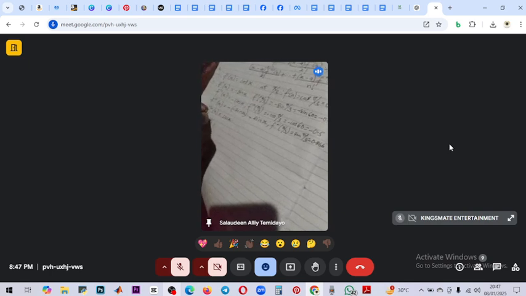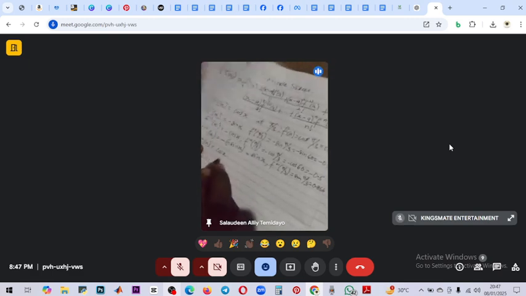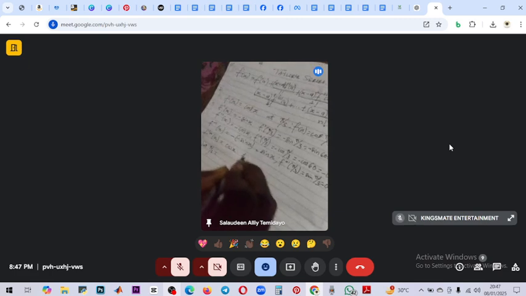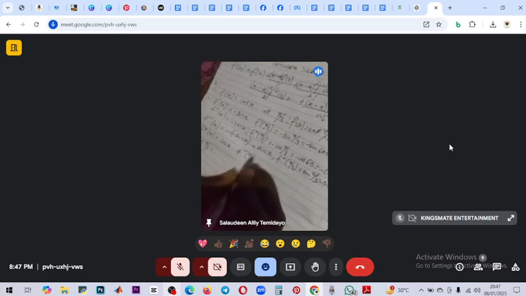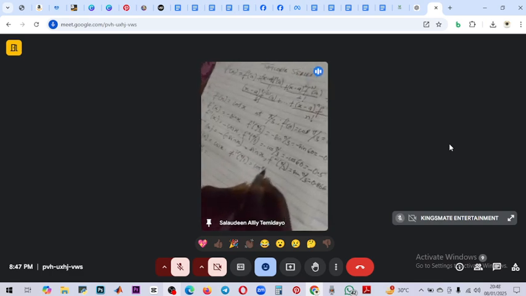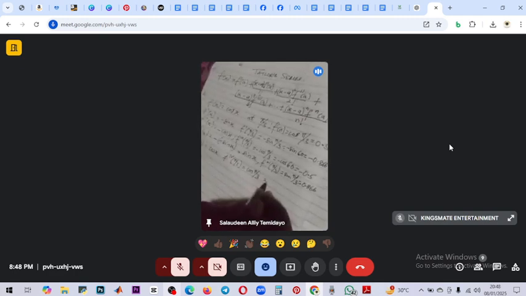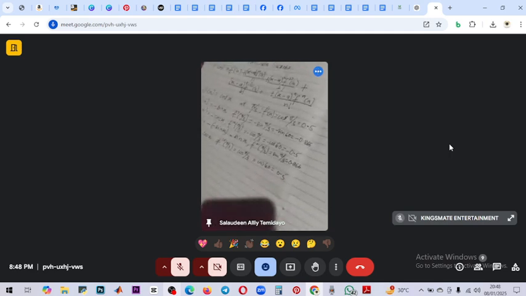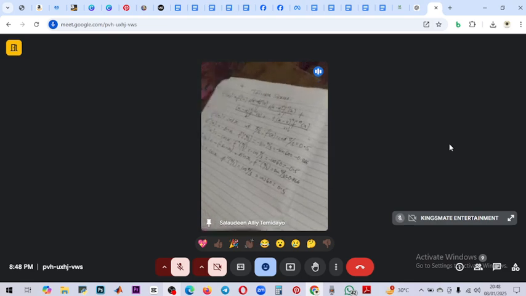So f fourth prime of x is equal to cosine x. That means f fourth prime of pi over 3 will be cosine pi over 3. So cosine pi over 3 is cosine 60, and that is what? 0.5. So that is established. In that case, we are able to have all the values.